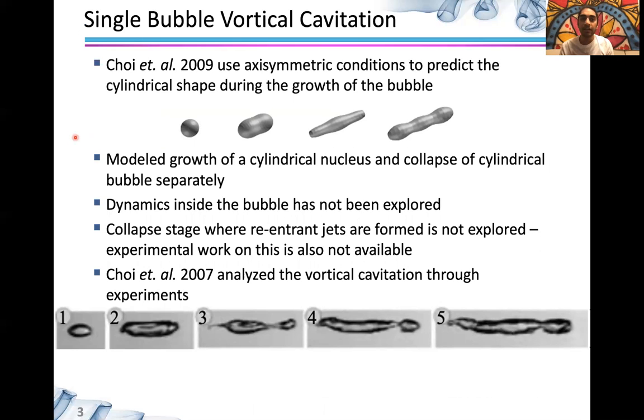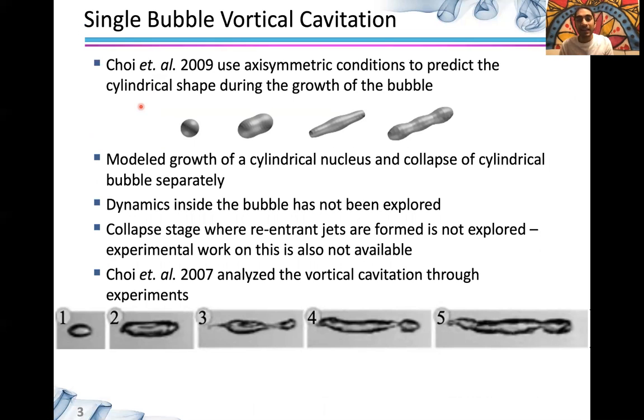What people have done in literature is Choi et al. in 2009, who used axisymmetric conditions to predict a cylindrical shape during the growth of the bubble. They modeled the growth and the collapse of the bubble separately, and the output of one model led to the input of the other model.